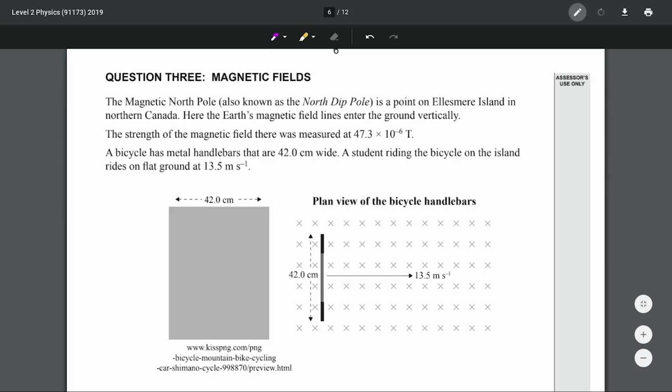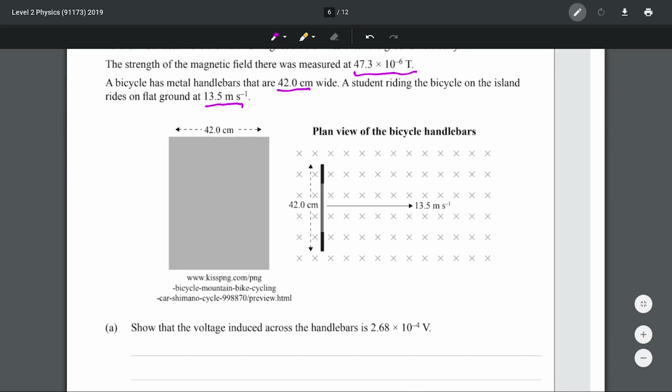On to question 3. The magnetic North Pole is a point on Ellesmere Island in northern Canada. Magnetic field lines enter the ground vertically. Strength of the magnetic field there was measured to be 47.3 times 10 to the minus 6 Teslas. The bicycle has metal handlebars that are 42.0 centimeters wide. A student riding the bicycle on the island rides on flat ground at 13.5 meters per second. We're given a bit of a diagram there and a picture that we're unable to see. I'm just going to guess that we're looking at some sort of bicycle. This is my best drawing of a bicycle.